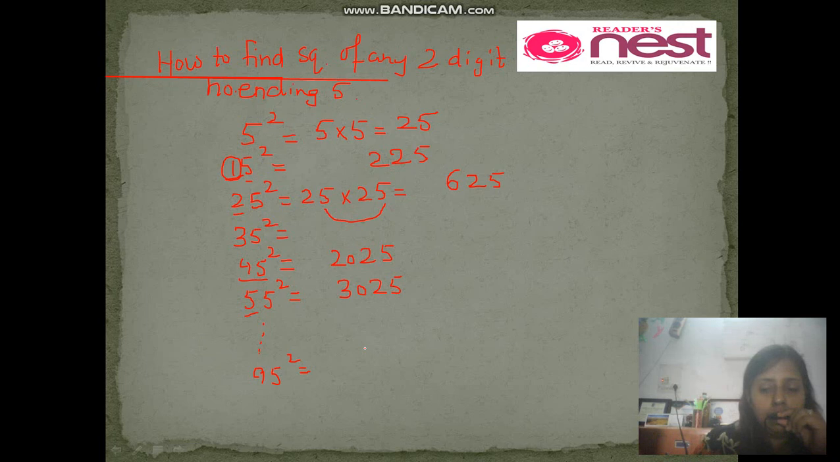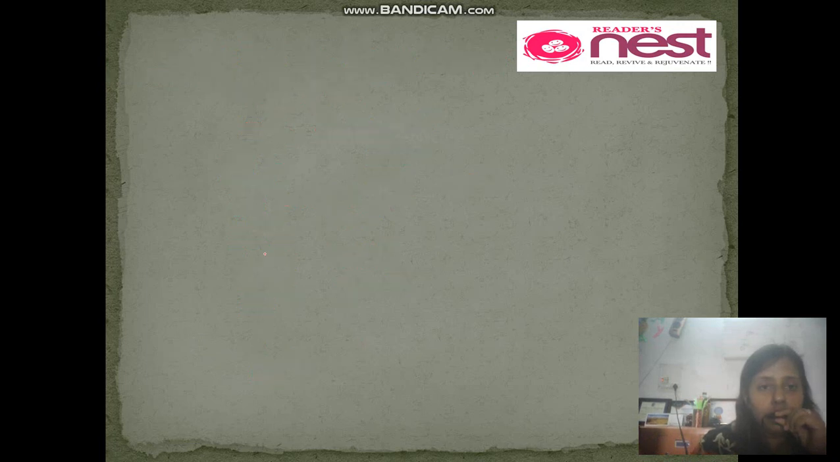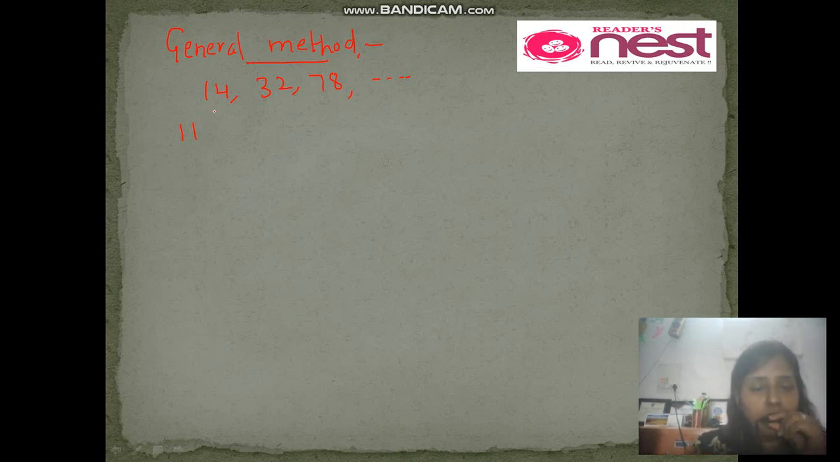Okay, so now let us proceed with another method, our general rule of finding squares. What is the general method? Earlier I told you how to find the square of a number ending with 5. But if you have numbers like 14, 32, 78 and so on, how do you find the square of such numbers? Let's start with 11. The very first two-digit number is 10, but we all know 10 multiplied by 10 is 100. So let's start with 11 square.